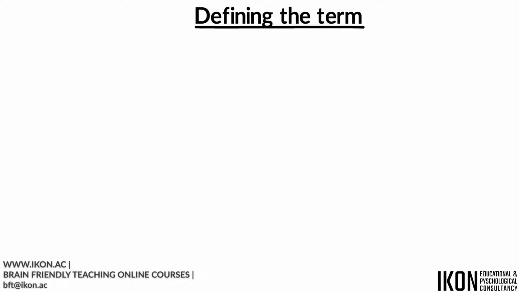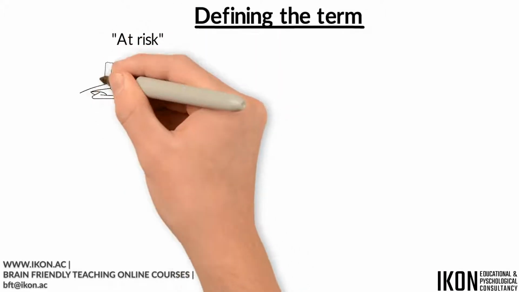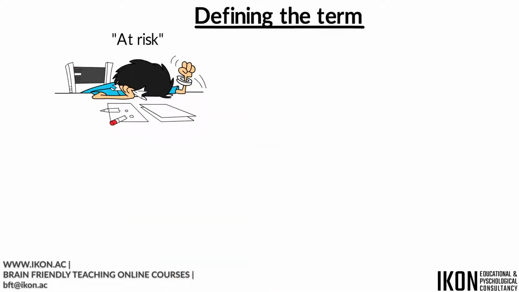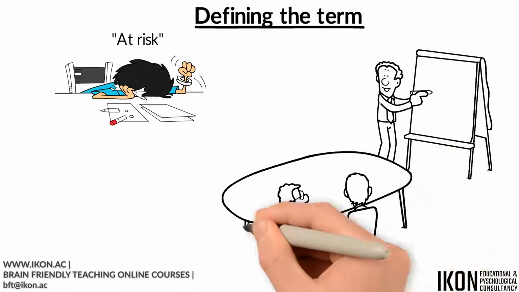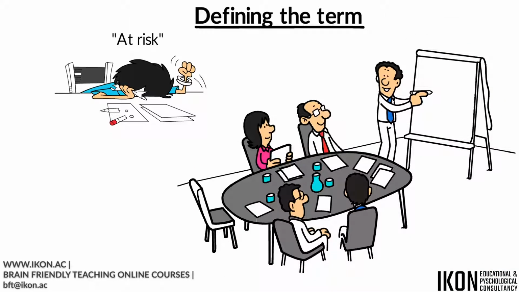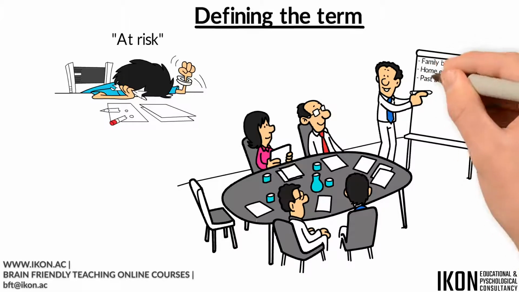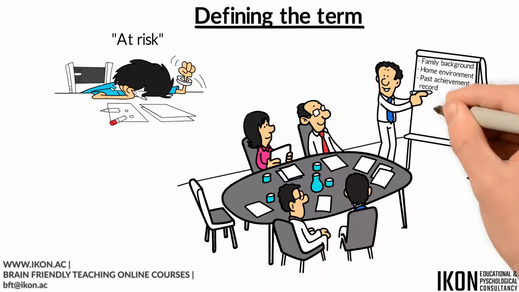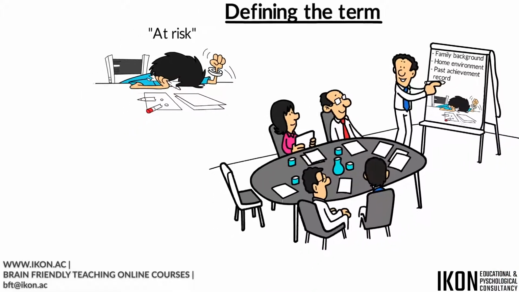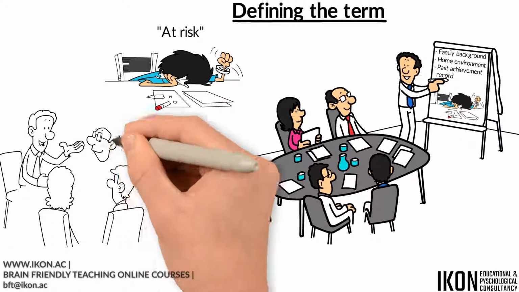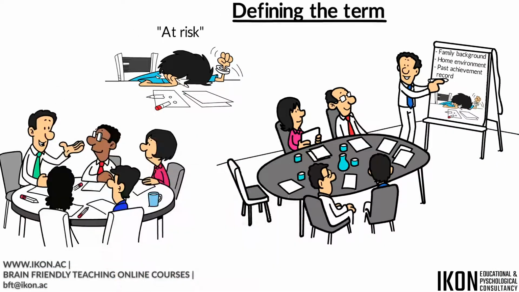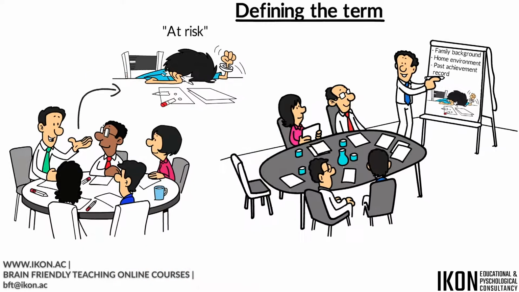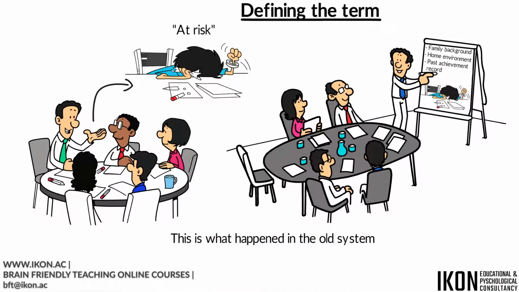Defining the term. The term at risk is used to refer to students who are not experiencing success in school and are potential academic failures. When a child is suspected to be at risk of failing, teachers, administrators, and counselors examine the child's family background, home environment, past achievement records, etc. All the attention is on the child. School personnel consult with internal as well as external departments or agencies to come up with scientifically sound educational intervention to help the child. This is what happened in the old system.